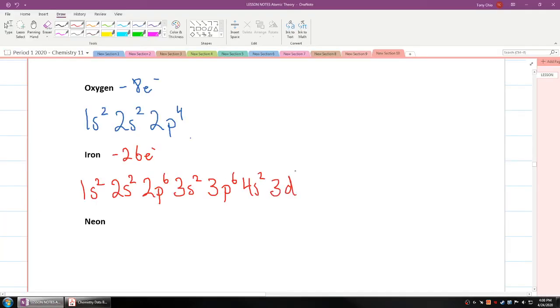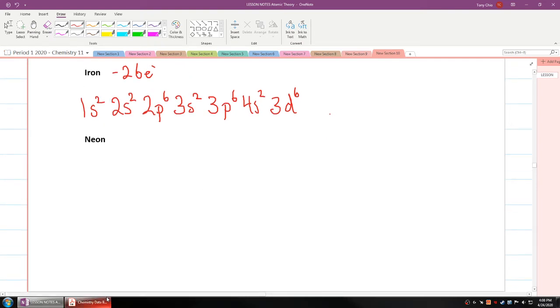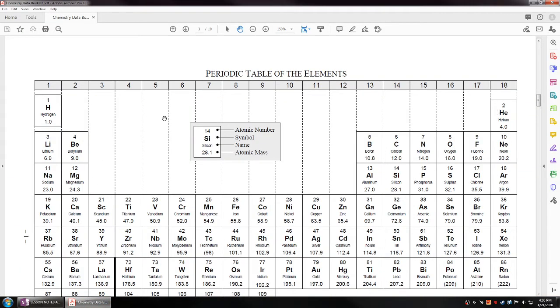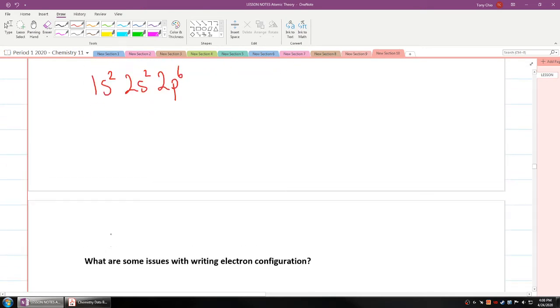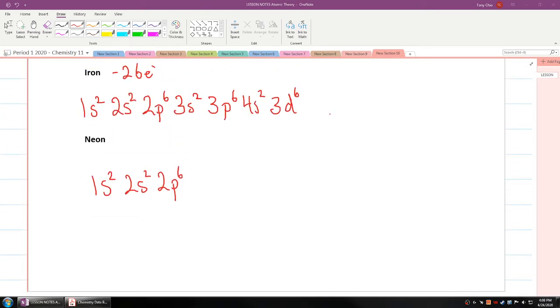Now note that these 3D electrons are not full, because the d orbitals could fit 10. If we now look at neon, we see that neon's right here. It has 2 in the 1s, 2 in the 2s, and 6 in the 2p's. So this would be neon's electron configuration. So that shows you where each electron goes.